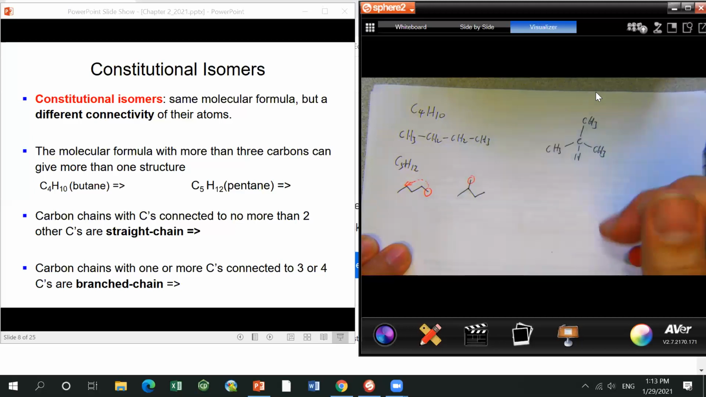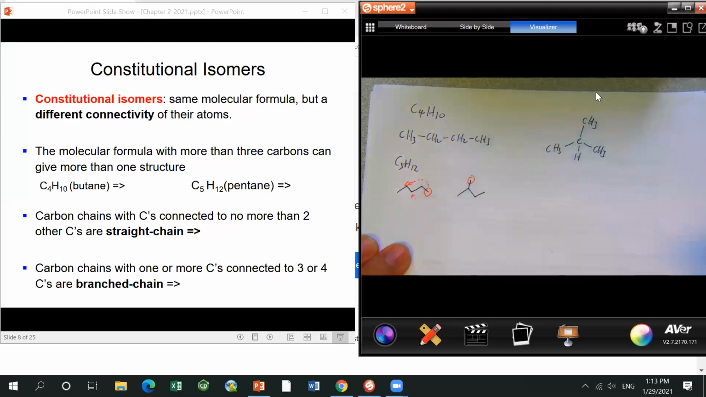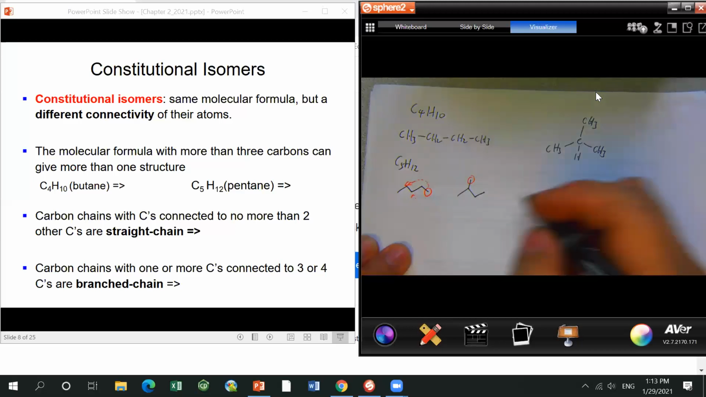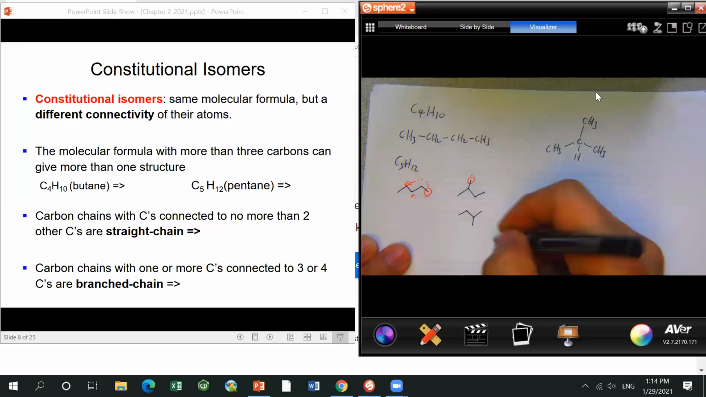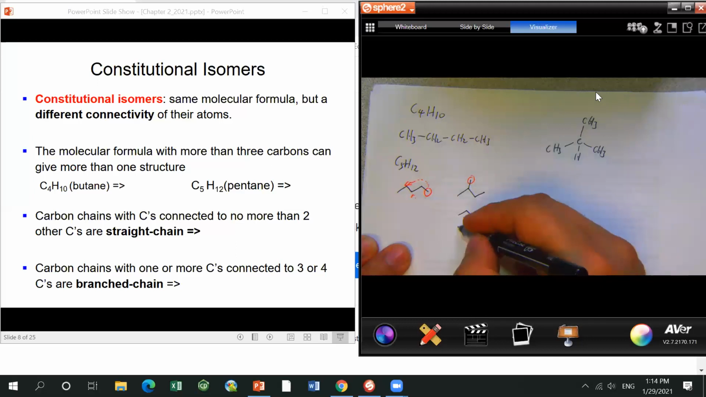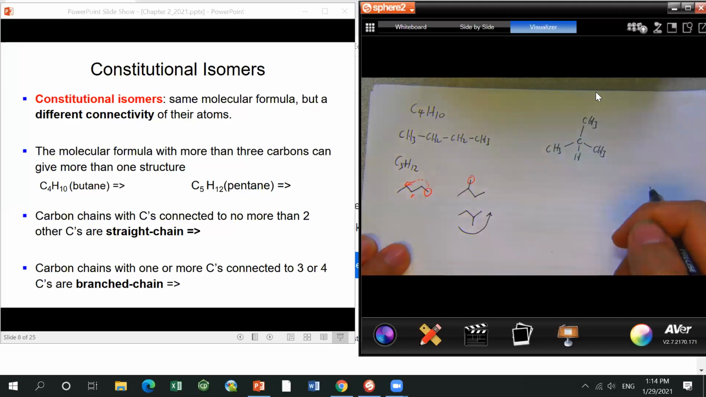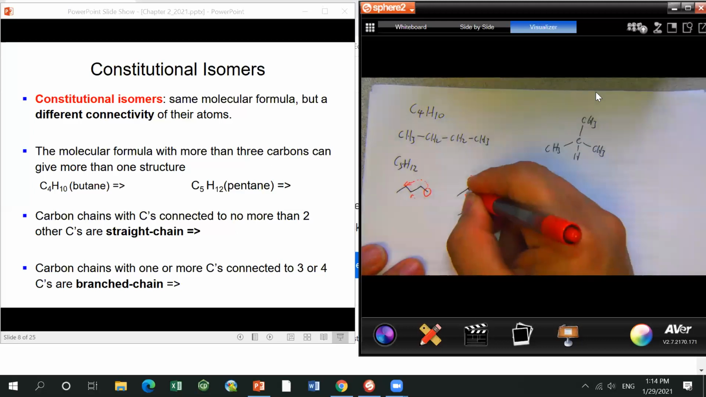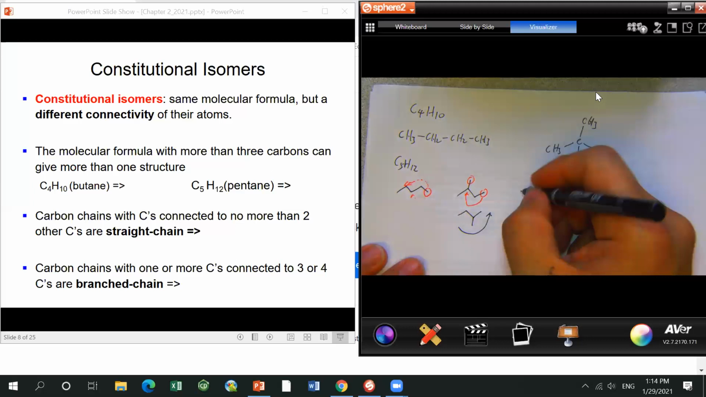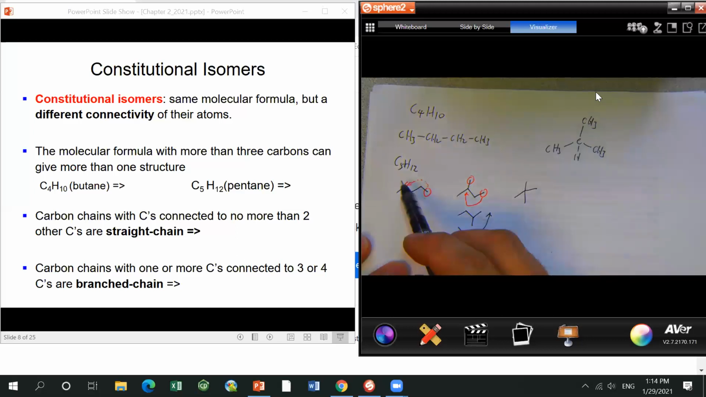Some people asked, can we take this carbon off and put it on the third carbon? The answer is yes, you can do that, but that's actually the same molecule. These two molecules are actually the same thing. If you rotate the second molecule 180 degrees, it's exactly the same thing. So that's not a constitutional isomer. But you can take this carbon off and put it on the second carbon, and that gives you a new constitutional isomer.